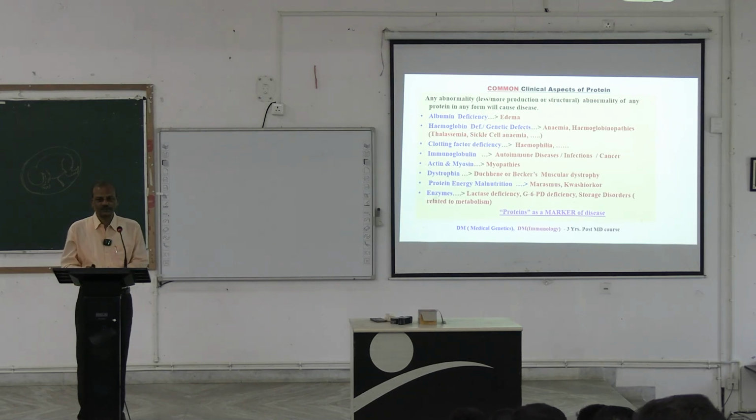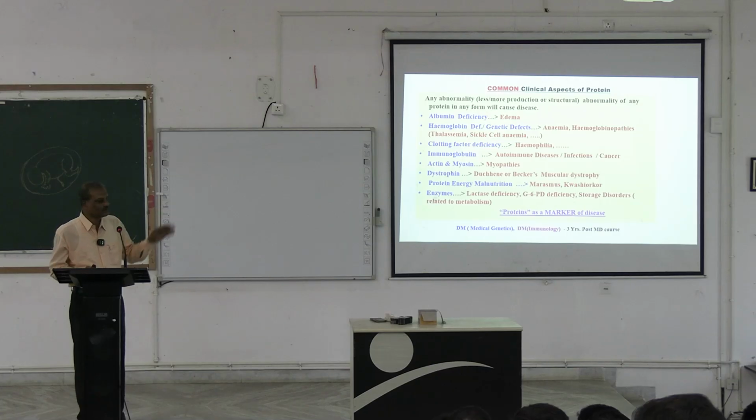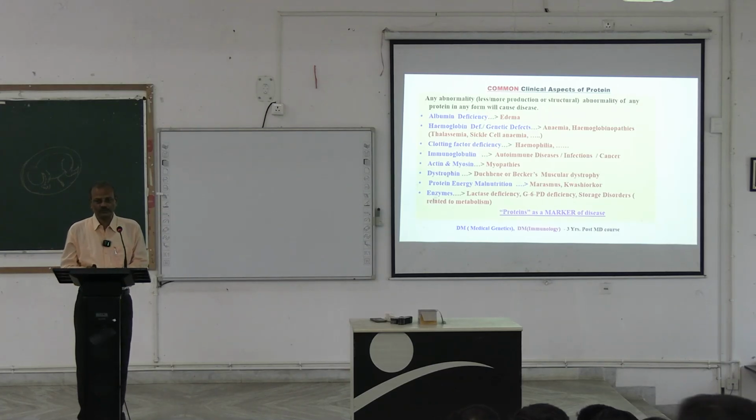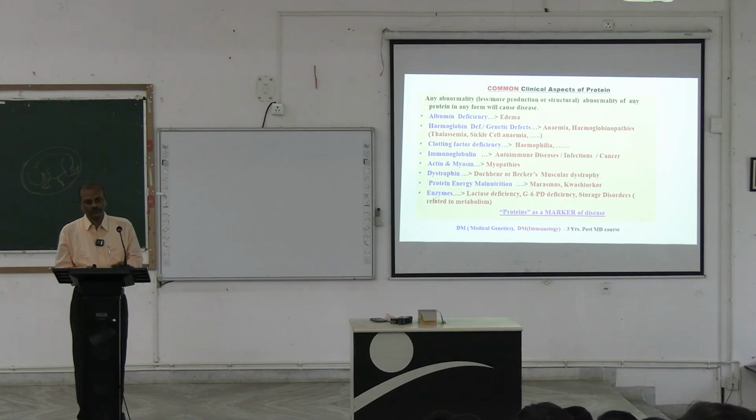Clotting factor deficiency. Clotting factors are all protein in nature, and one important example is hemophilia. You have heard that term. In hemophilia, there is basically a clotting disorder, not a bleeding disorder. There is a difference between bleeding and clotting. Bleeding disorders result from platelet disorders, and clotting disorders result from coagulation defects, coagulation factor deficiency. Coagulation factors are protein in nature. So hemophilia belongs to clotting factor deficiency.